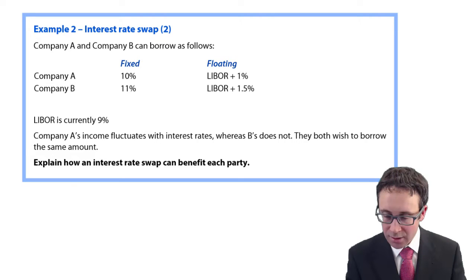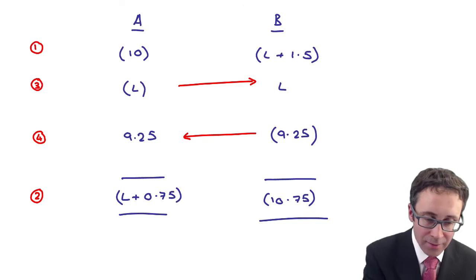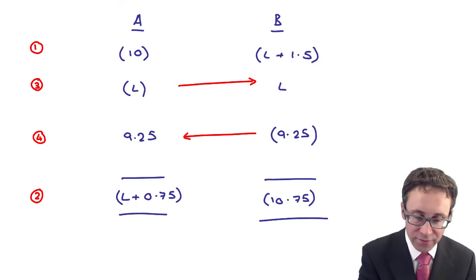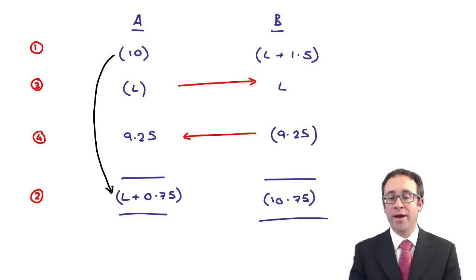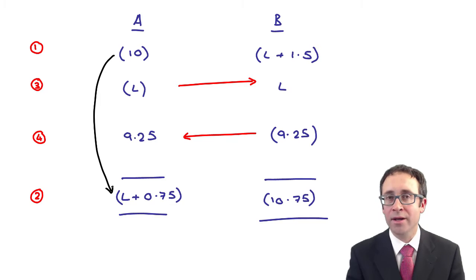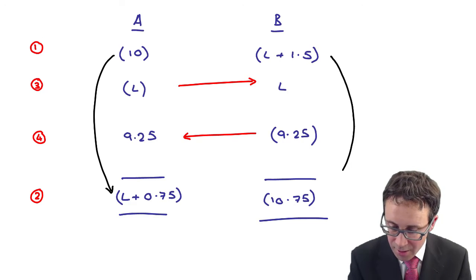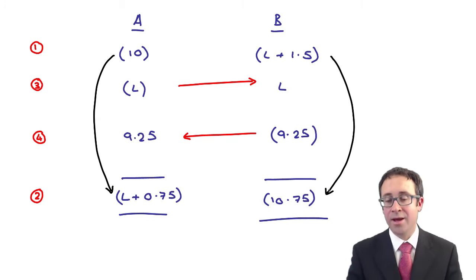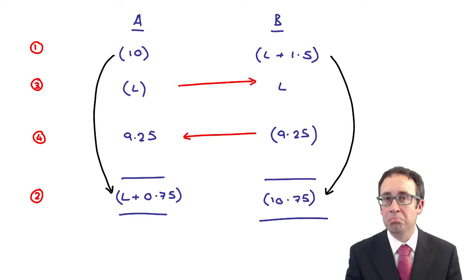So what was your answer? Did it look something like this? Did A take out a fixed rate loan and end up with a variable rate cheaper than what it could get by itself on the market? And did B take out a variable rate loan and end up with a fixed rate loan cheaper than what it could get on the market?